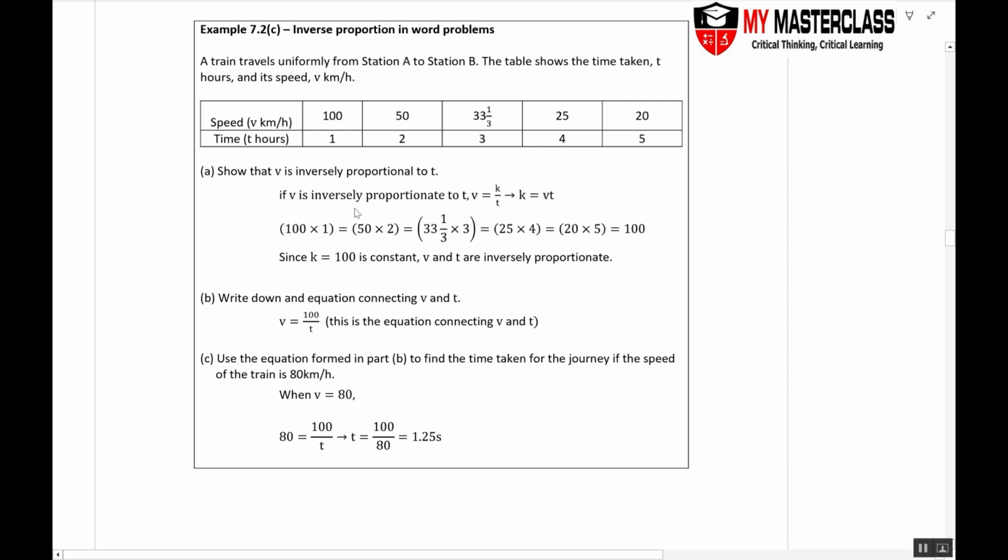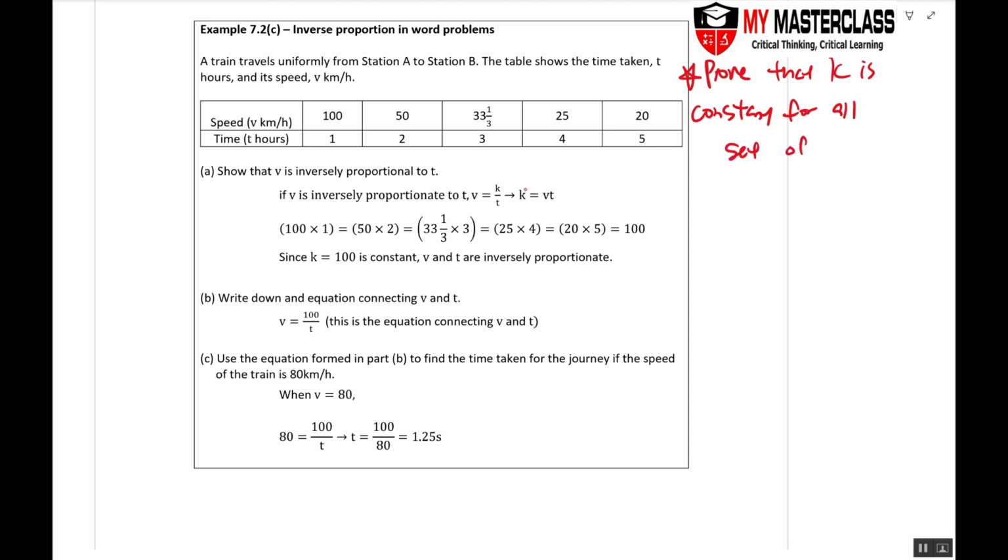If V is inversely proportional to T, the proportion equation is V equals k over T. If I want to solve for k, the key thing you need to prove is that k is constant for all sets of values, which means each of these individual sets. So if you work out the equation k equals VT, I work out the individual value for the different pairs of values given to me for V and T.